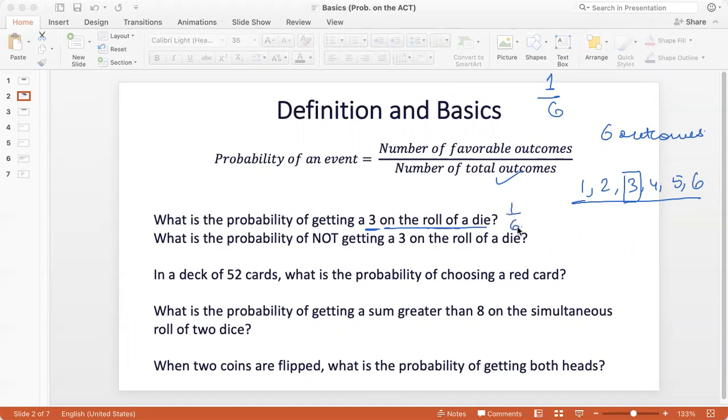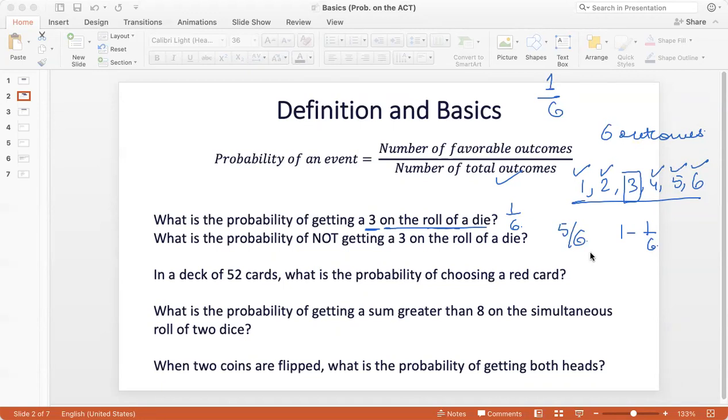Okay, what is the probability of not getting a 3? Not getting a 3 would mean any of the other 5 outcomes can happen. So this would be 5 by 6. You can also come to this answer by doing 1 minus 1 by 6, because the total probability of getting a 3 and not getting a 3 should sum up to 1. So if the probability of getting a 3 is 1 by 6, the probability of not getting a 3 would be 1 minus 1 by 6, which is 5 by 6.